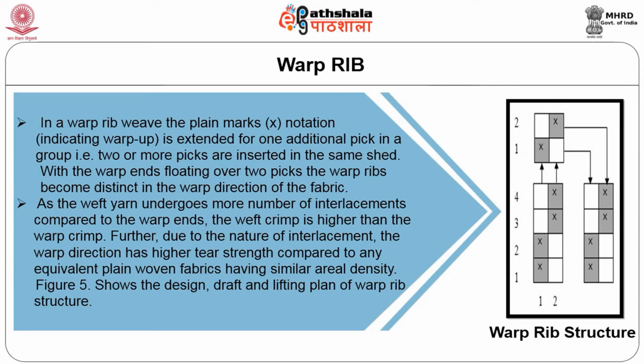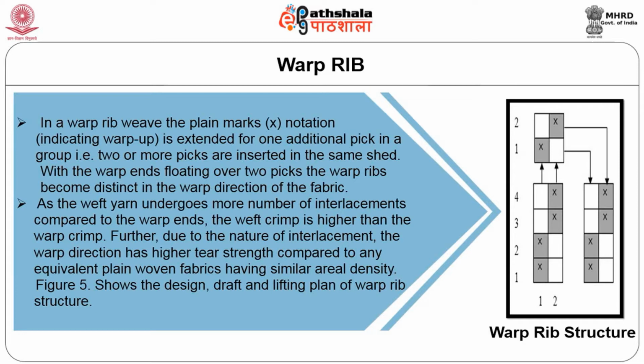Figure 5 shows the drafting design and lifting plan of a warp rib. As shown in the figure, there are two ends, warp end 1 and warp end 2. The plain mark in warp end 1 is extended for two picks, and similarly for warp end 2, the interlacement is extended on 2 picks. For this weave, we require 2 heald shafts.